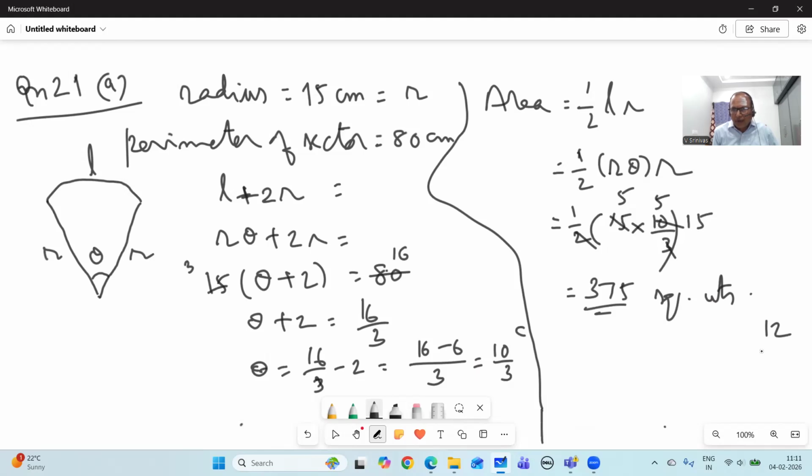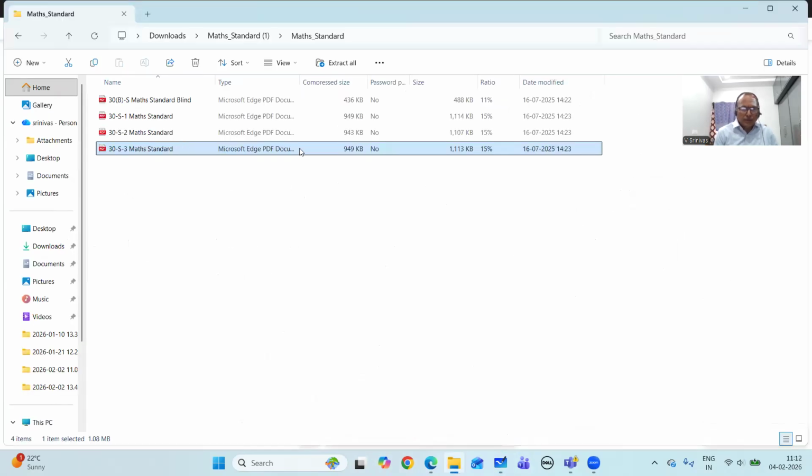25 fives are 125, 12 remains. 125 plus 1 into 25 plus 12 is 375. The 12 times 25 is 300, plus 5 times 25 is 75. It is 375. So this is the area of the given sector. Okay? So let us look into the next question.